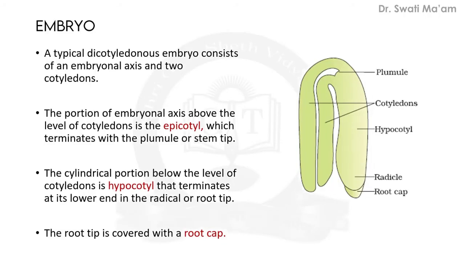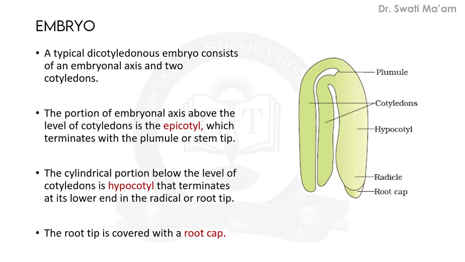Now, embryos are of different types. First we will discuss a typical dicotyledonous embryo structure. It consists of an embryonal axis and two cotyledons. Dicot indicates the presence of two cotyledons, as shown in this diagram. The best example is the pulses, the bean seed, in which the seed is divided into two parts. These two parts are known as cotyledons.